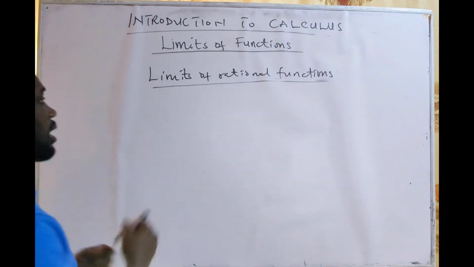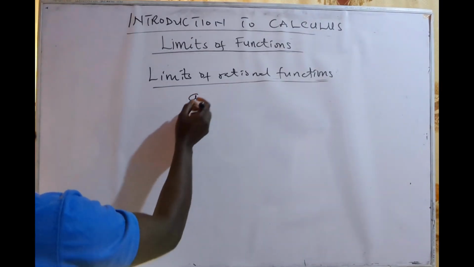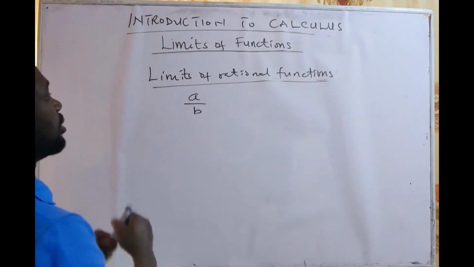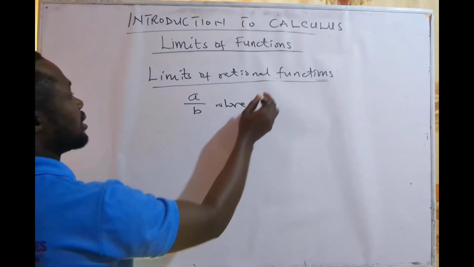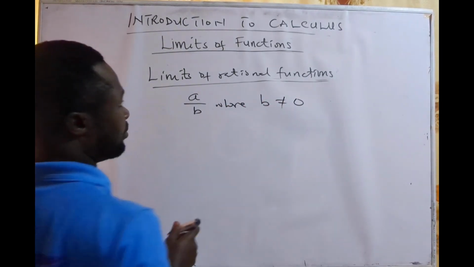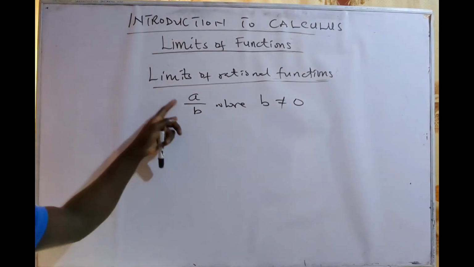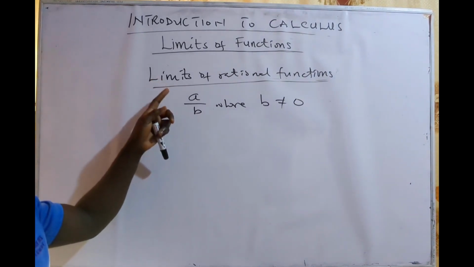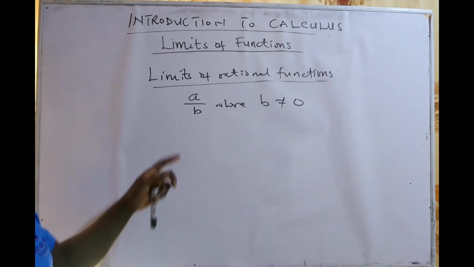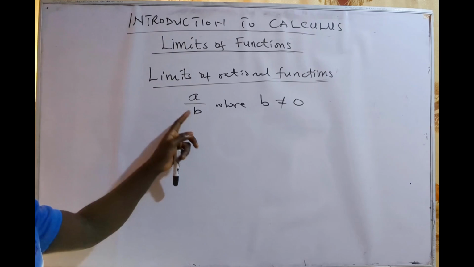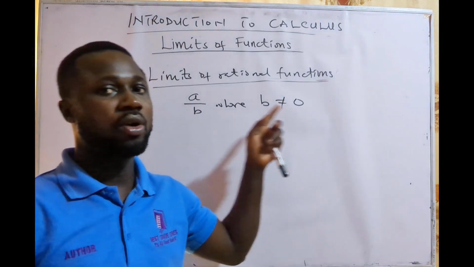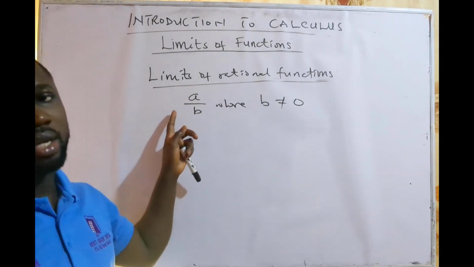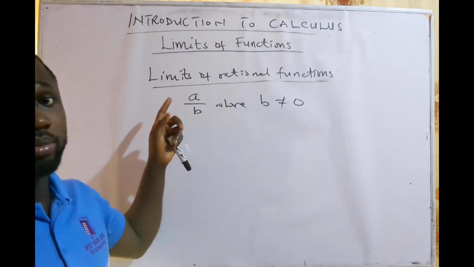We know that a rational number is in this form, a over b, where b should not be equal to 0. Because anytime the denominator is 0, the rational number becomes undefined.